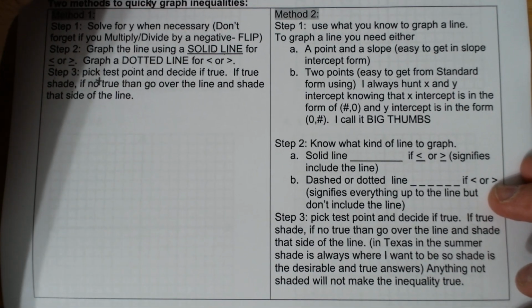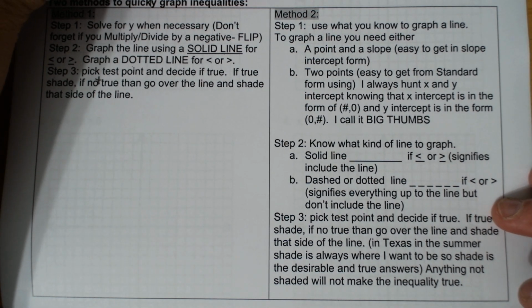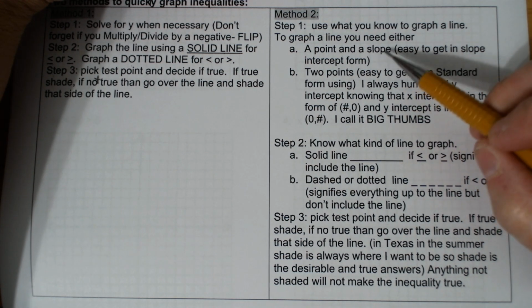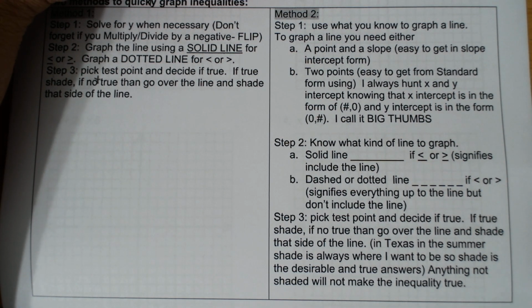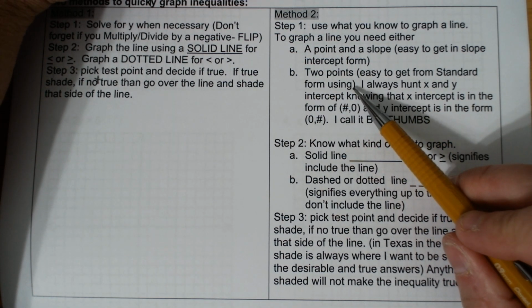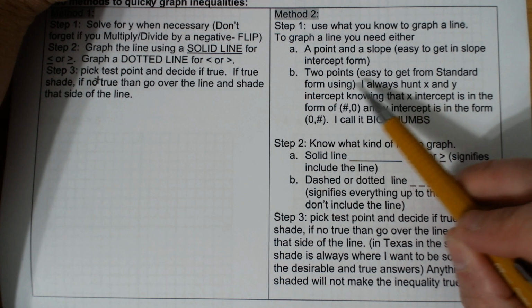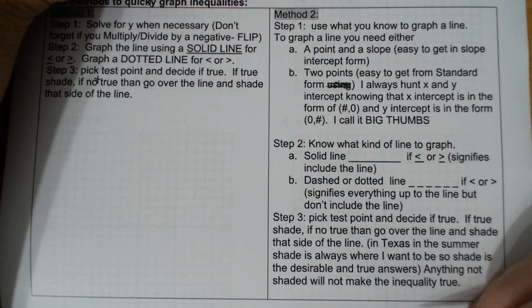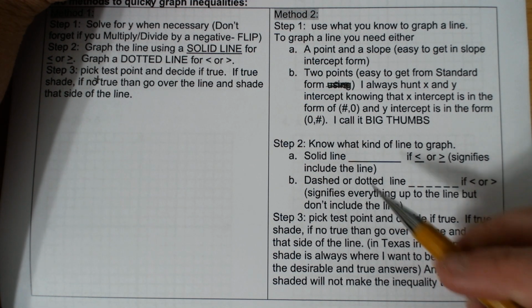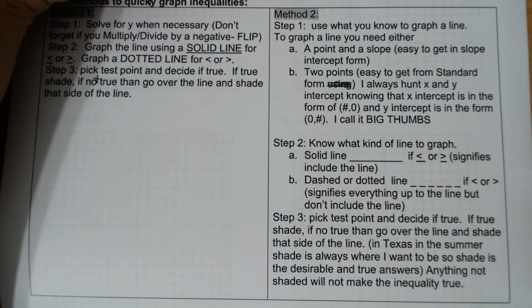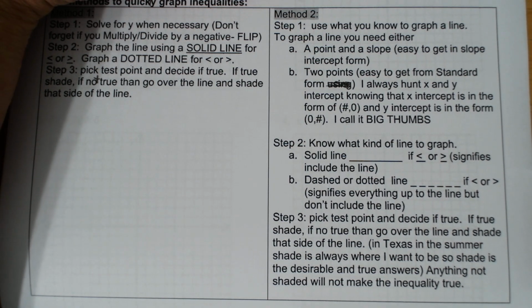And that'll be demonstrated in your problems. Okay, method 2. I prefer this method. I use what I know to graph a line. To graph a line, you need either a point and a slope, easy to get in slope-intercept form. So if it's in slope-intercept form, I just plot it. Two points, easy to get from standard form. I always hunt the x and y intercepts, knowing that an x-intercept is in the form of number comma 0 and a y-intercept is in the form of 0 comma number. I call it big thumbs. I'll show you why I call it big thumbs.